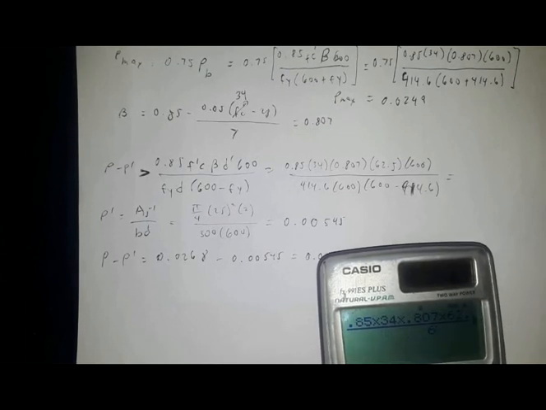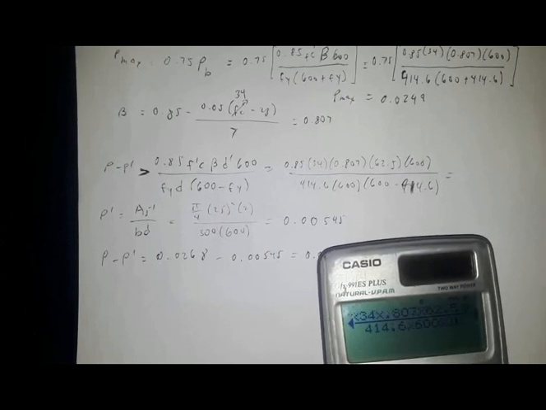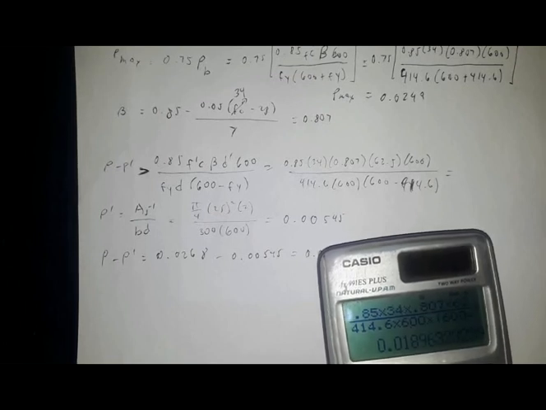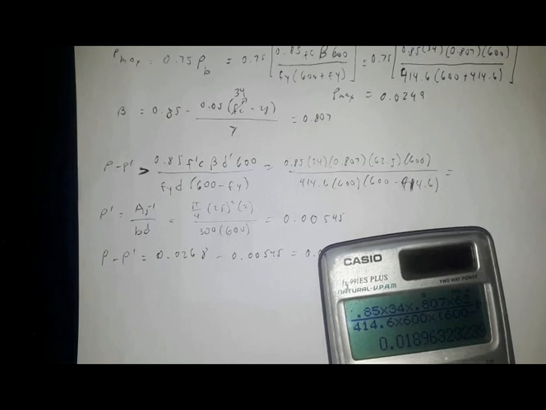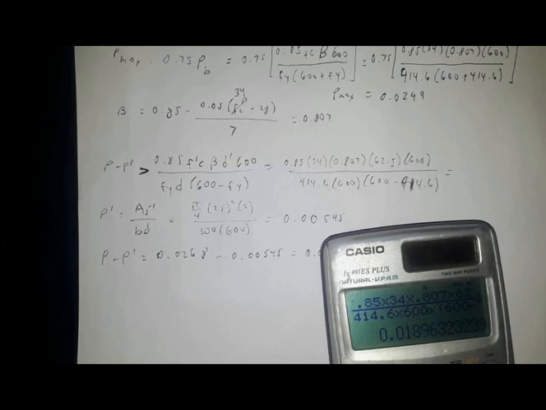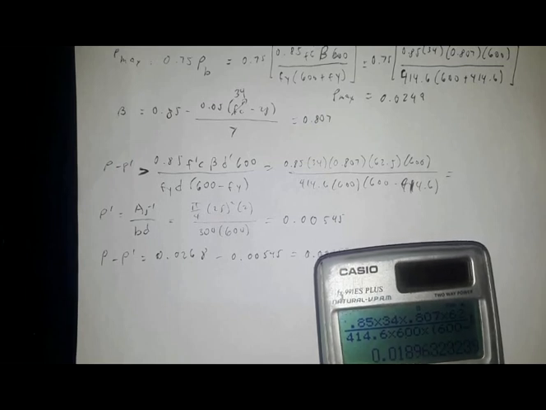So, that is equal to 0.85 times 34 times 0.807 times 62.5 times 600 over 414.6 times 600 times quantity of 600 minus Fy, and that is equal to 0.0189.